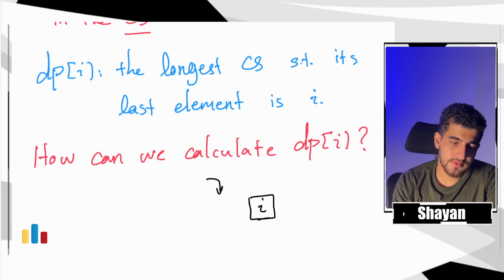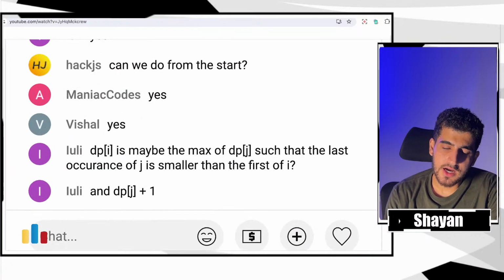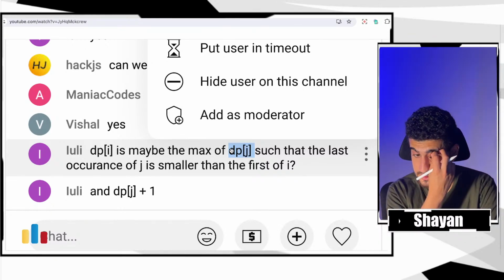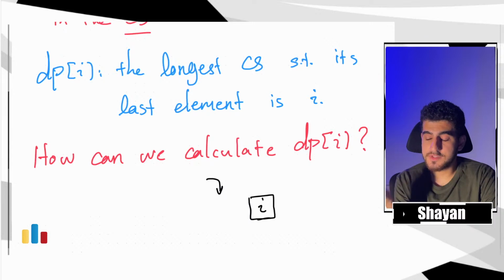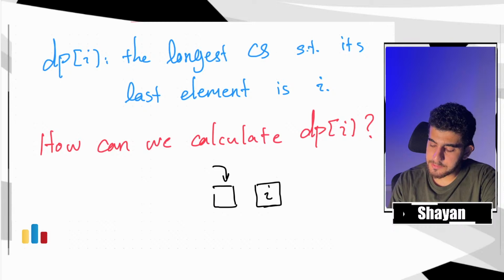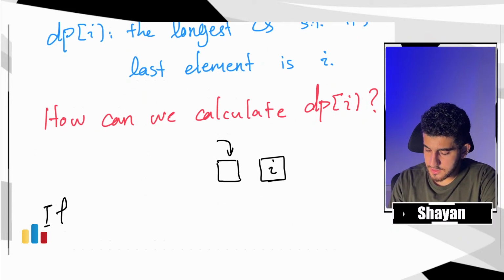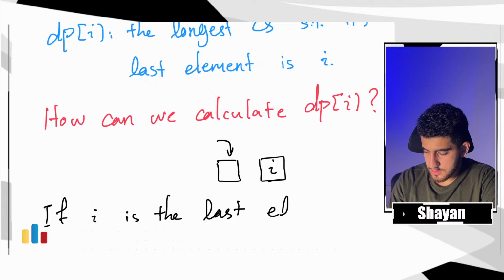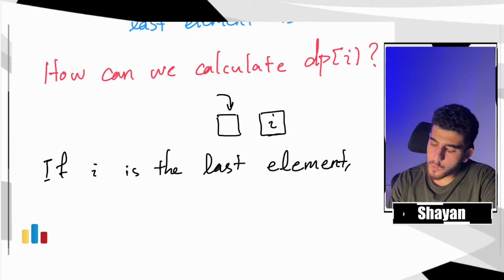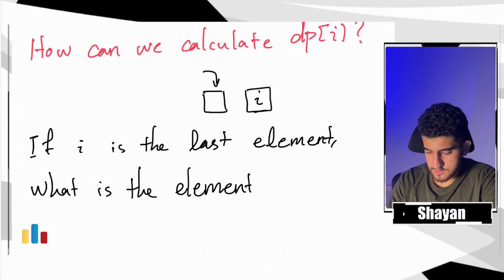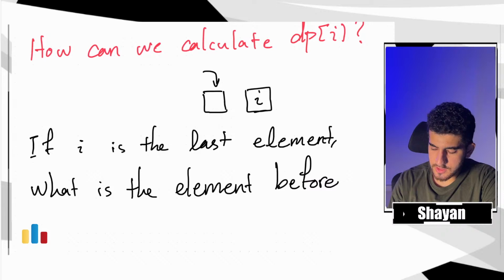Exactly. This is a very good idea. I can fix some j such that j can occur before I in my subsequence, and then I maximize it with dp of j plus 1. So I'm trying to find the elements before the last one. If I is the last element, my question would be, what is the element before the last one?